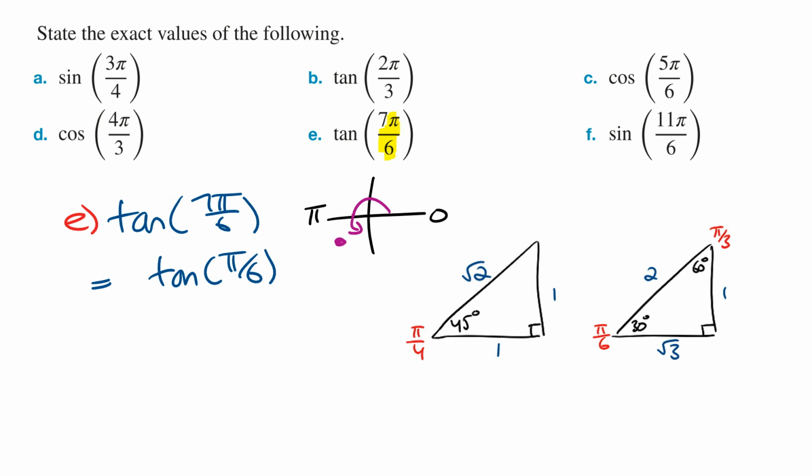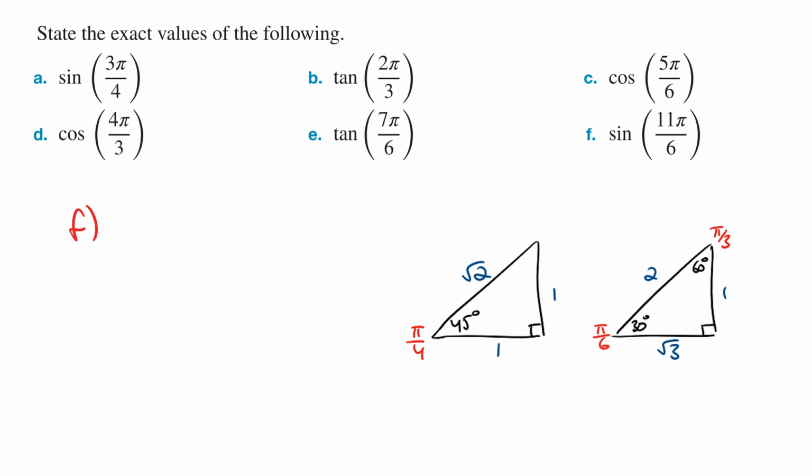And so this means that tan of 7 pi on 6 is going to equal the positive of tan of pi on 6. Looking at the triangles, tan of pi on 6 is going to be opposite over adjacent, and so this is equal to 1 on root 3. And so the tan of 7 pi on 6 is equal to 1 on root 3.